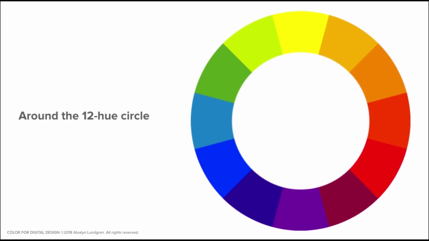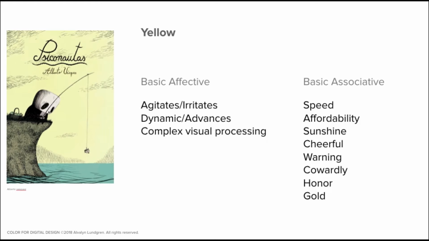So let's take a trip around the 12-hue circle and look at associative and affective responses for the 12 hues. And these are based on Western culture more than anything. So let's begin with yellow. And yellow is a color that irritates. It requires us to go through some very complex visual processing because of its force.